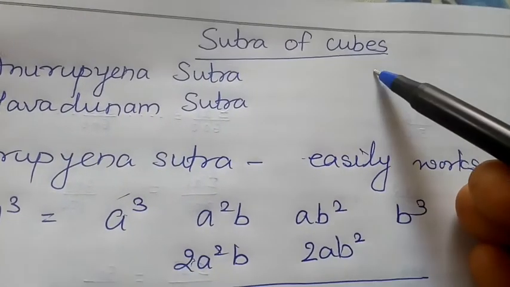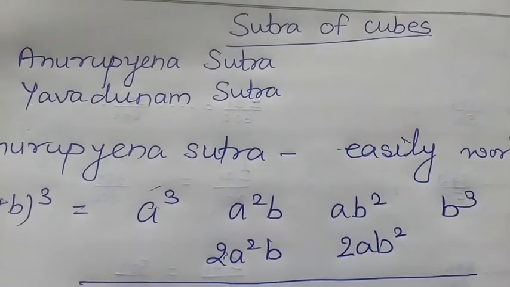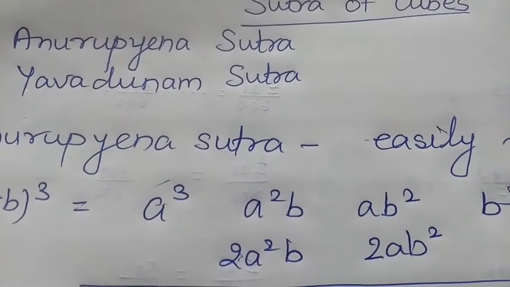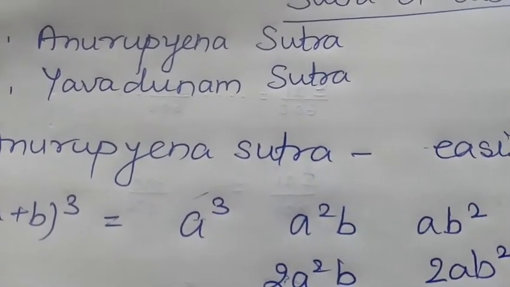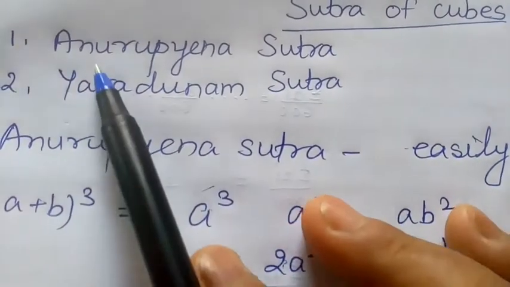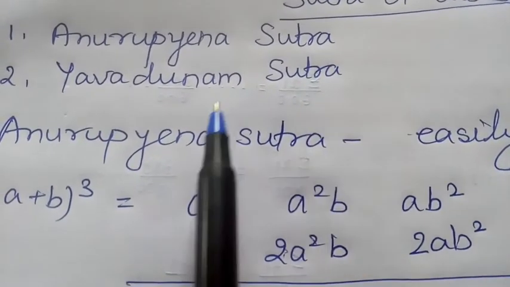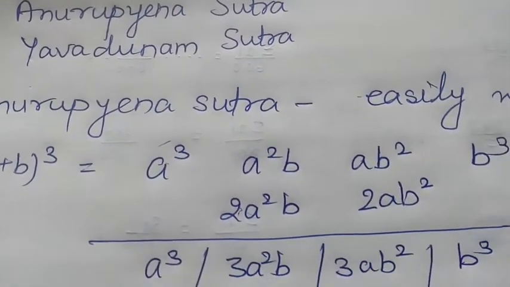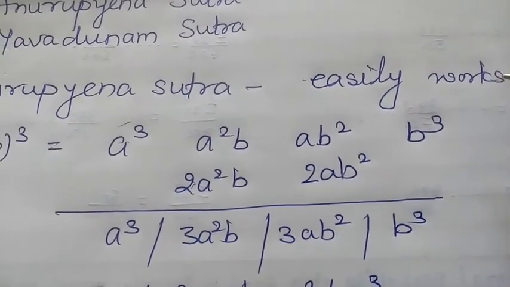Sutra of cubes. Depending on the specific and general techniques, cubes in Vedic mathematics are classified in the form of sutra. Let us see, here are two sutras for finding the cubes. Number 1, Anurupyena Sutra. Number 2, Yavadunam Sutra. Anurupyena Sutra works very easily on 2-digit numbers.